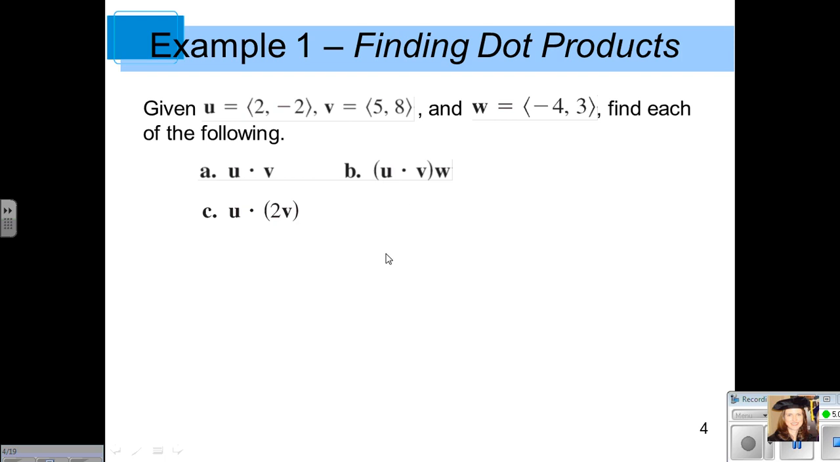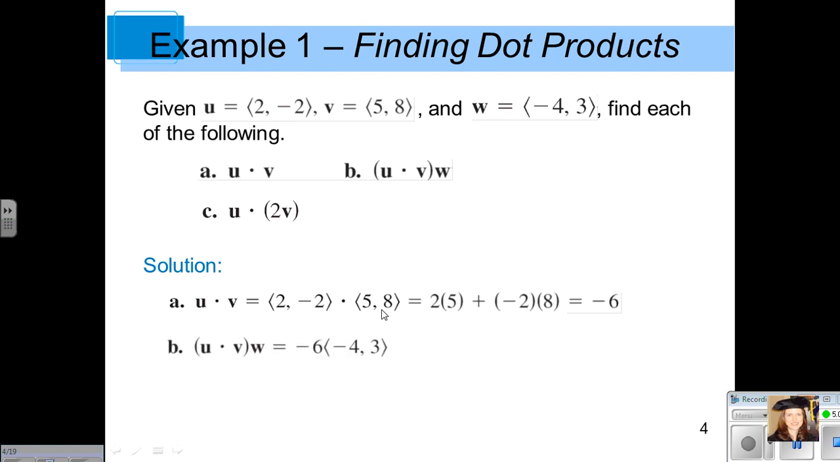For part A, u dot v, the dot product of u and v, we take the corresponding components. We're going to multiply 2 and 5 together, and we're going to multiply -2 and 8 together. We're going to add those results together to get -6. Notice this is no longer a vector, it's a single number, a single scalar, -6.